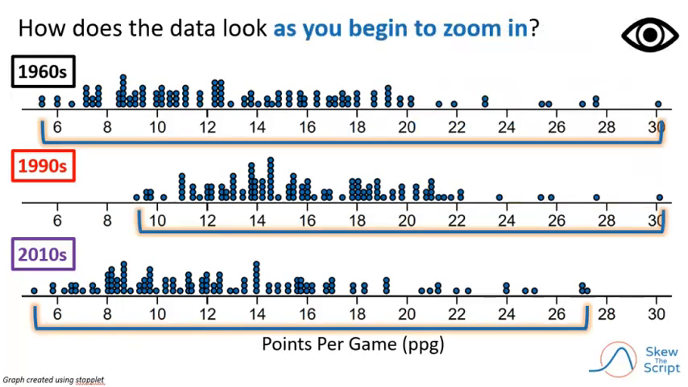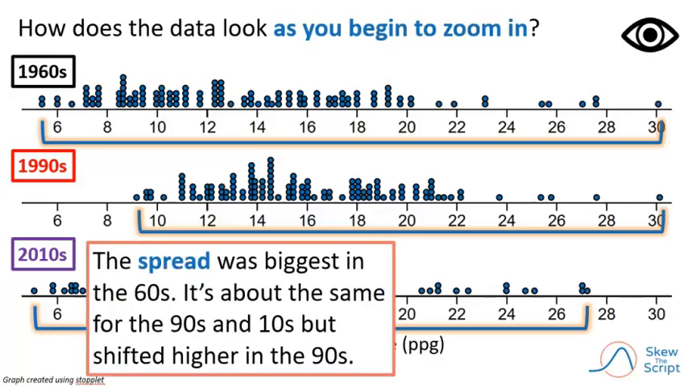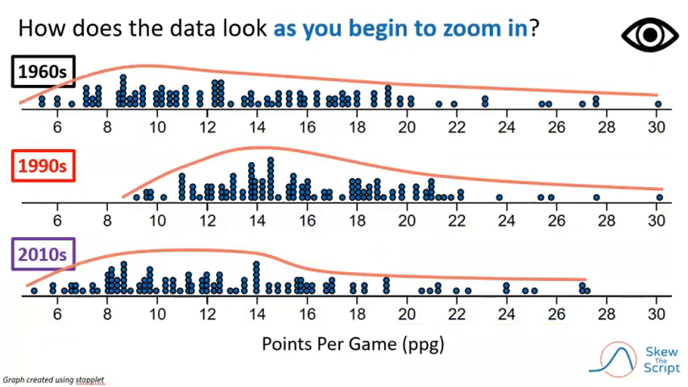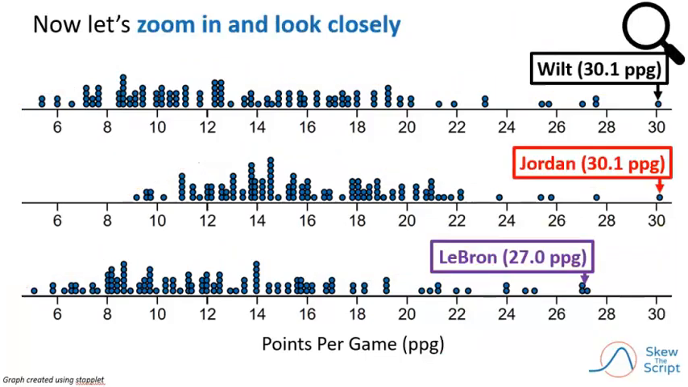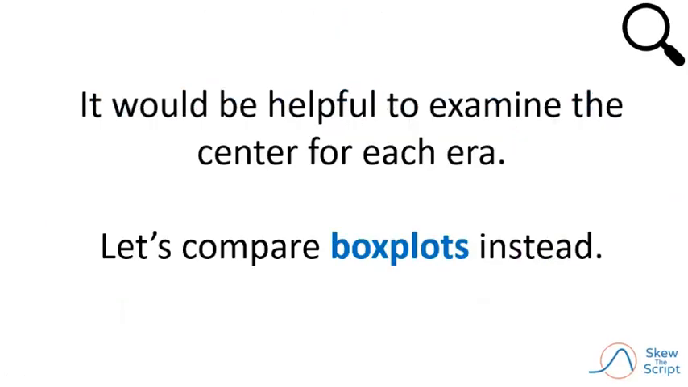Next, we can look a bit closer to think about how the data looks as you begin to zoom in. We can see that the spread was biggest in the 60s. It's about the same for the 90s and the 10s, but shifted higher in the 90s. And we look at where the data falls. We see that all of the data sets are right skewed and have outliers at the top. And the top outliers are these people that we are debating about.